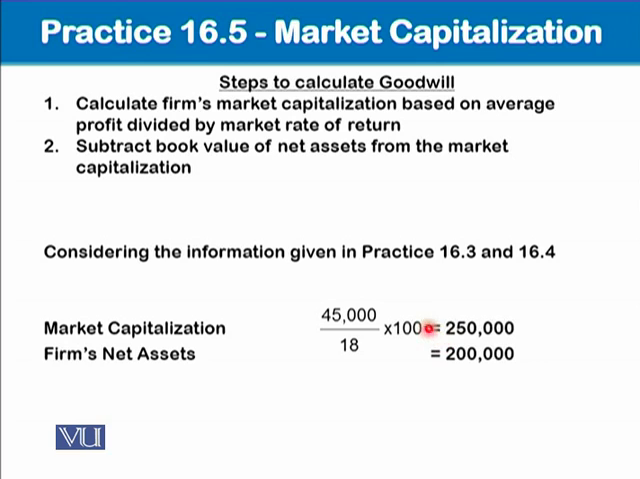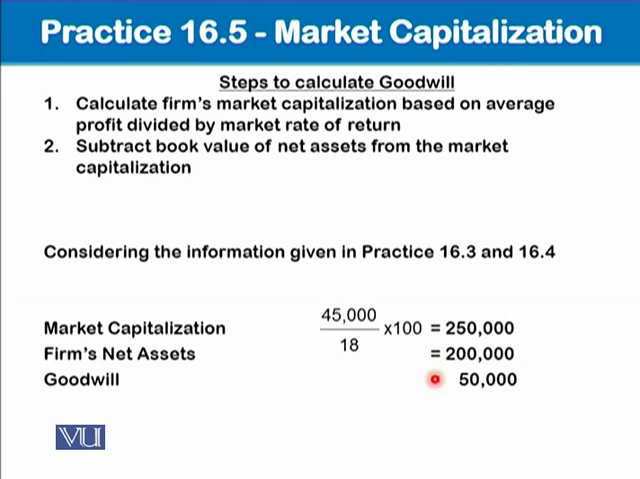Means that this much amount of profit, means 45,000 would require 250,000 rupees capital if we earn this much profit from the market rate of return. Whereas our firm is earning this much amount of average profit by having an investment or owner's equity or net assets of just 200,000. What does it mean? That we have a goodwill of 50,000 with us.